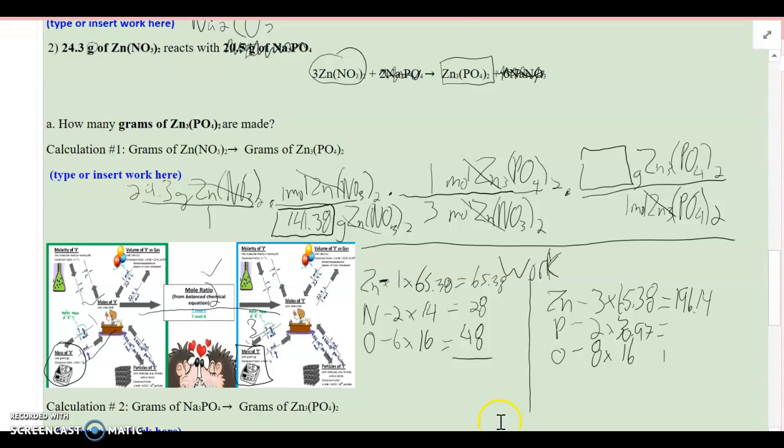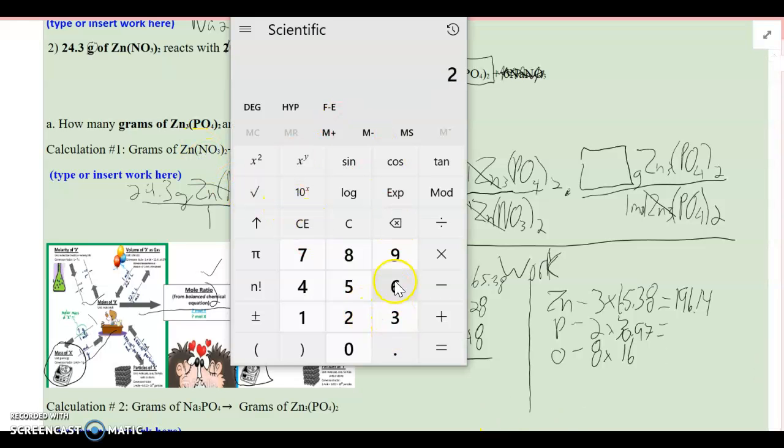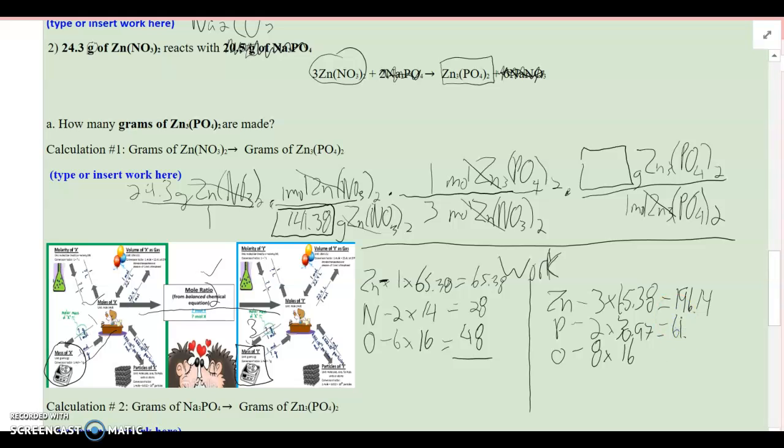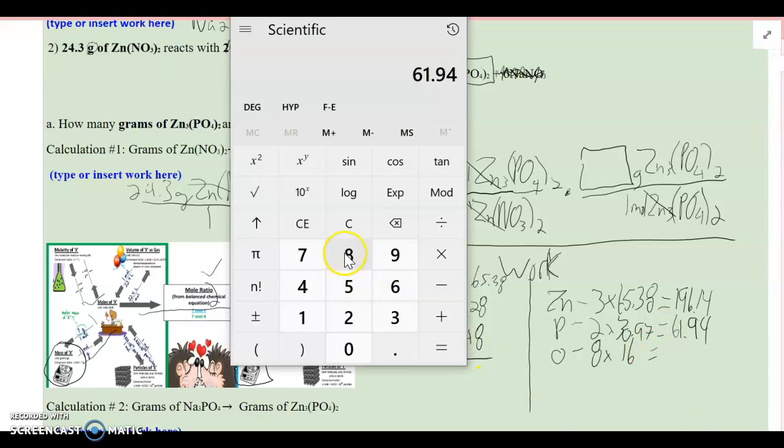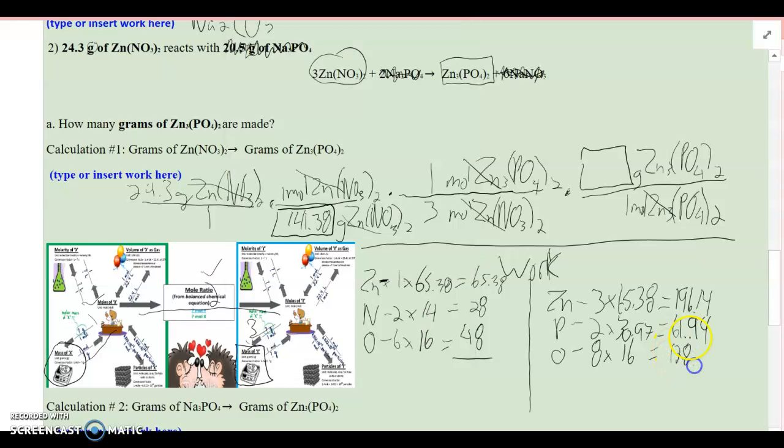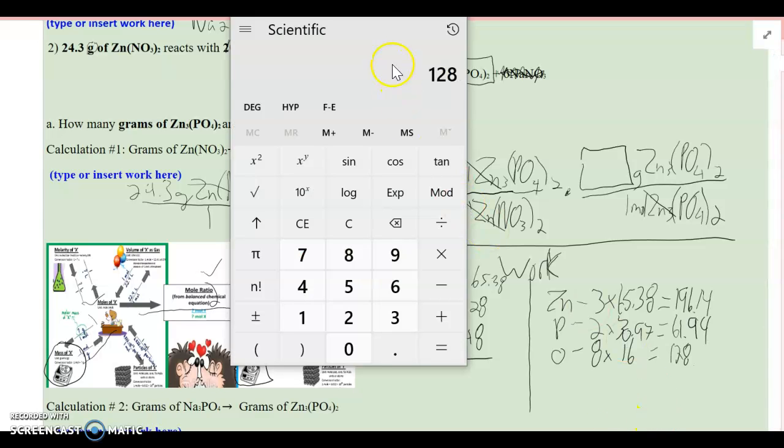Okay, 2 times 30.97 equals 61.94. And 8 times 16. 8 times 16 is 128. Oh, just 128. That's right. I was lazy. All right, cool.